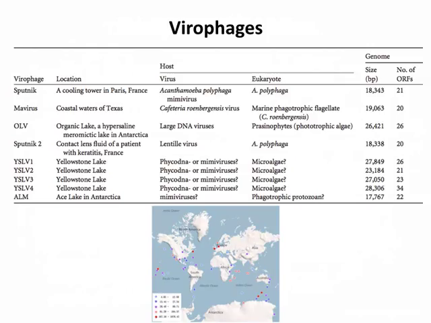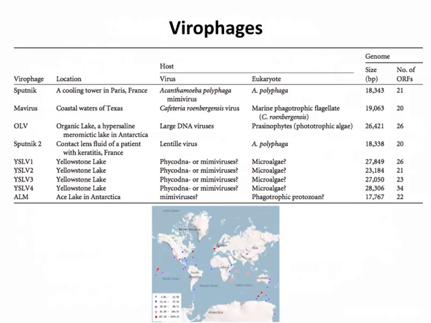Here's an interesting one. Sputnik 2 was isolated from the contact lens fluid of a patient with keratitis in France. So they called it lentille virus. Oh, cute, lens, right? I like lentille virus. This patient had an eye infection, and so they looked in his or her contact lens case, and they found this Sputnik 2 in it. The helper is lentille virus, and it's big as well.